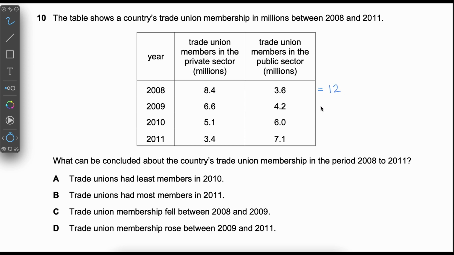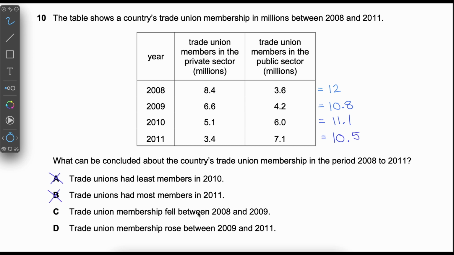So we're going to have to go ahead and add all of these together so that we can compare. So 2008 was 12 million, 2009 was 10.8, 2010 was 11.1, and 2011 was 10.5. Now we can compare all of the years. Trade unions had least members in 2010. Well, that's 11.1. We can see that 2009 and 11 had less, so it's not true. Trade unions had most members in 2011. Not true. Most members was in 2008.